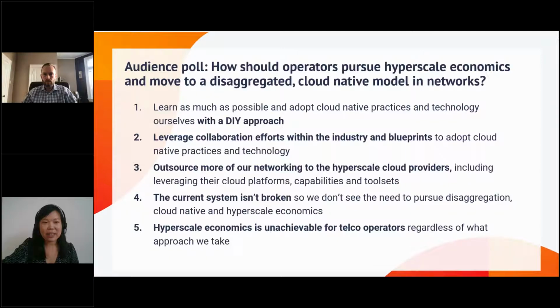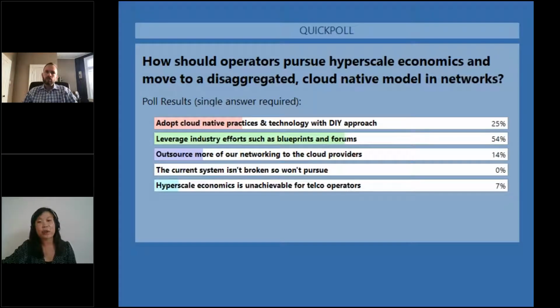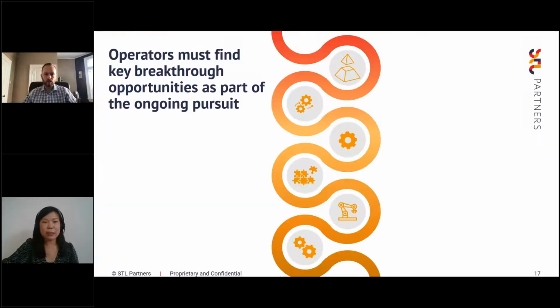Just seeing the votes come in. There we go. Interesting. So we see that over half of our audience think that these industry efforts, for example, blueprints, forums, and standards, play a really important role. Interesting as well to see a quarter of the audience vote for number 1, adopting the cloud native practices with the more DIY approach as the way to pursue this model. Really interesting to see that. And we'll dive into this a little bit more in our panel discussion. So, back to the presentation.